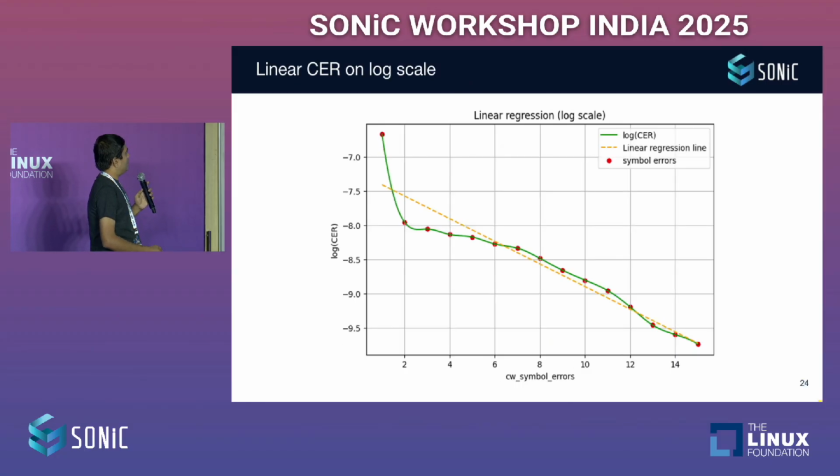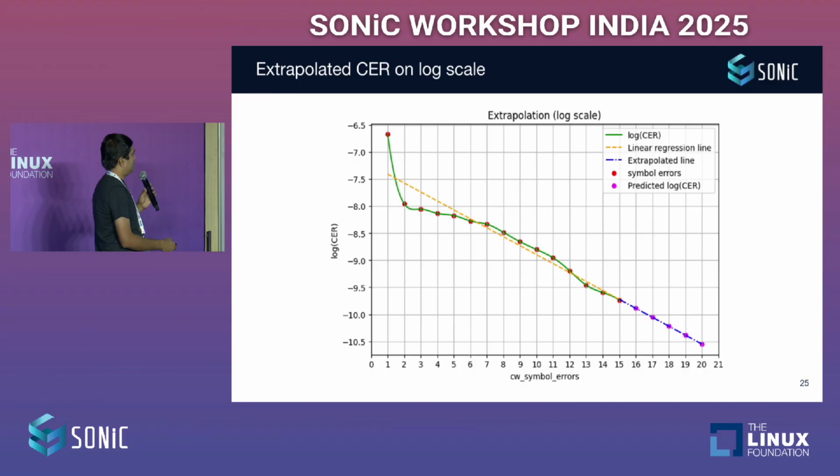And now we are seeing the same graph in the logarithmic scale. The original one was in normal scale. So in the logarithmic scale it will look like this. It looks more linear, and hence we use the linear regression algorithm to find the line of best fit. So that's what we do here.